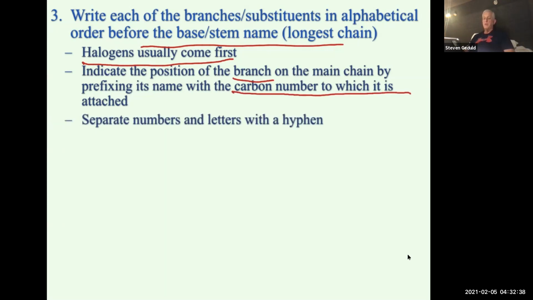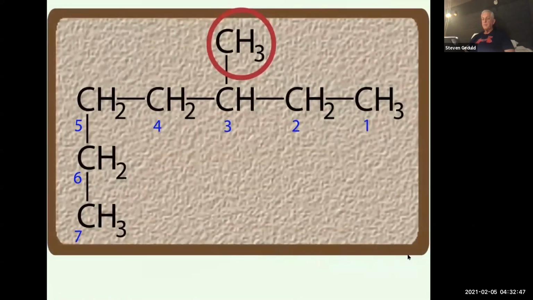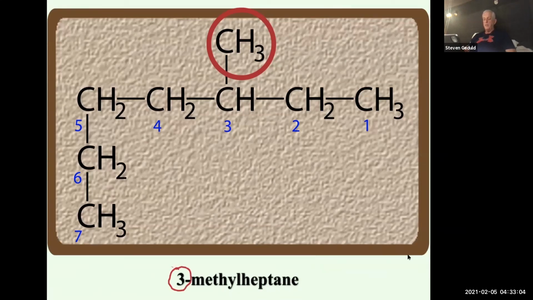Okay. You separate numbers and letters with a hyphen. You separate 2 or more numbers with commas. Okay. So there's our methyl group. There's our 7 carbon longest chain. So it's 3-methylheptane. Okay, it tells you at number 3, there's a methyl group and heptane, 7 carbons, all single bonds, ANE ending.